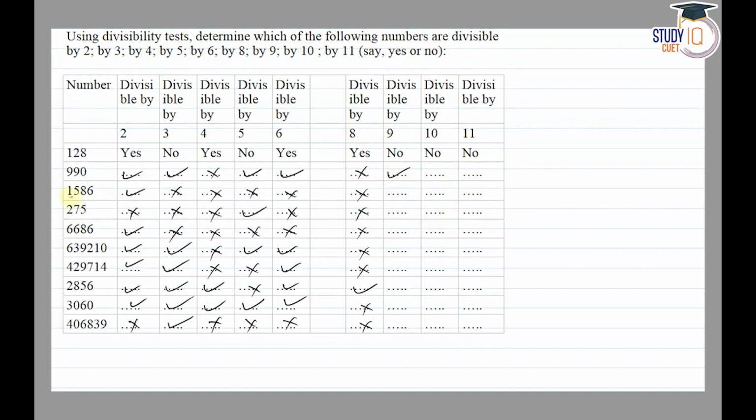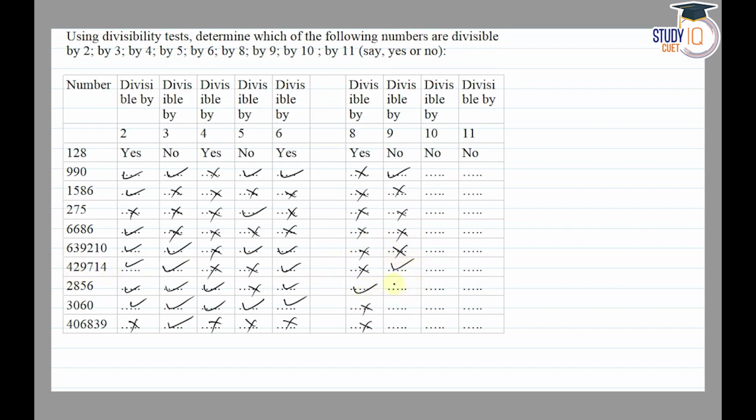Then next, sum of all digits is not divisible by 9. Sum of all digits is not divisible by 9, not divisible by 9, not divisible by 9. Sum of all digits is divisible by 9. So ये number 9 से divisible हो जाएगा.